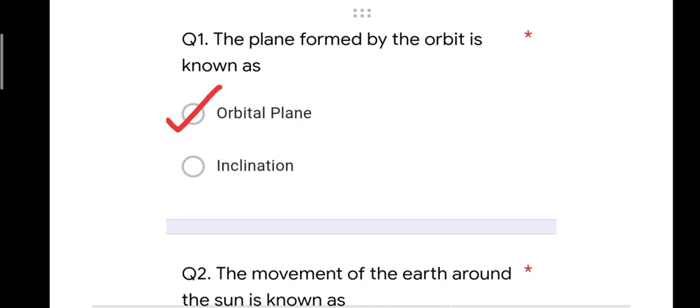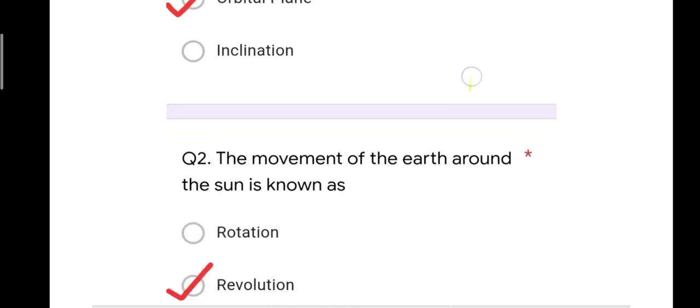And inclination children, inclination means degree of sloping or the angle which is formed when a straight line or plane is inclined to another. So basically inclination means tilt or slant, the angle at which something is tilted or slanting. So that is inclination. So here the first correct answer is orbital plane.